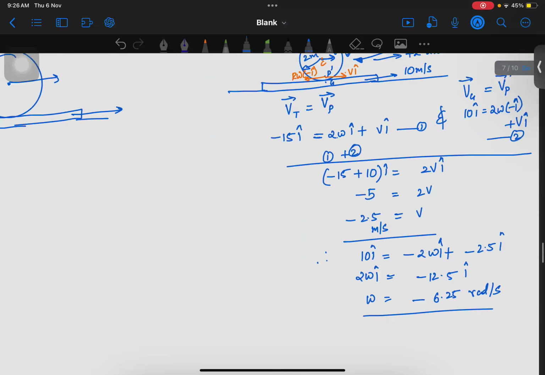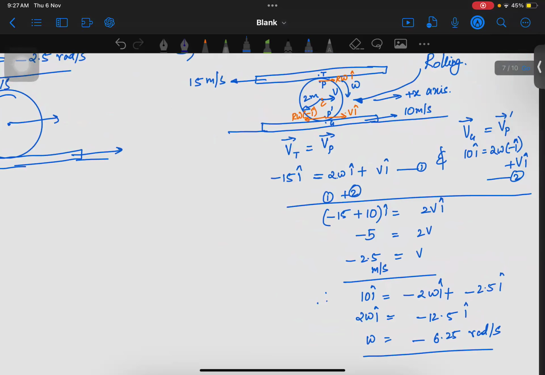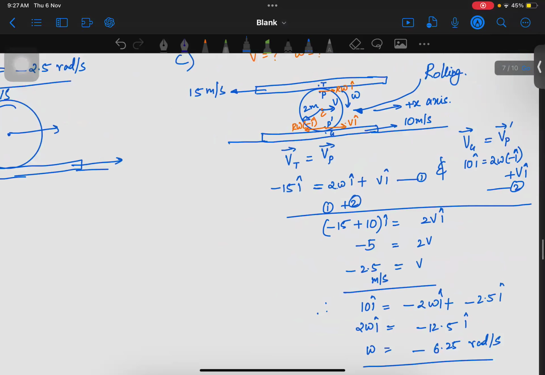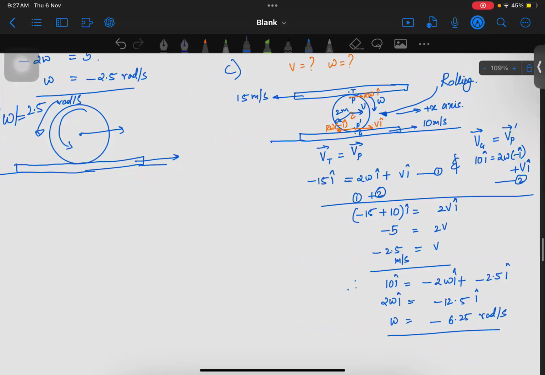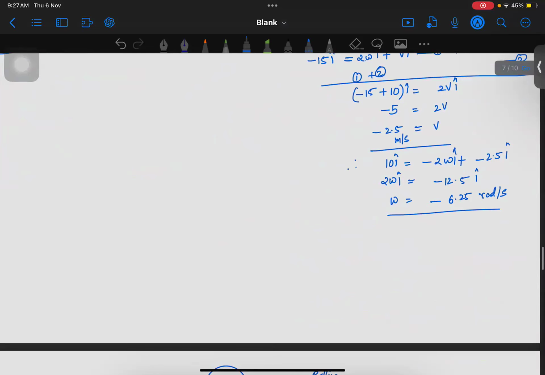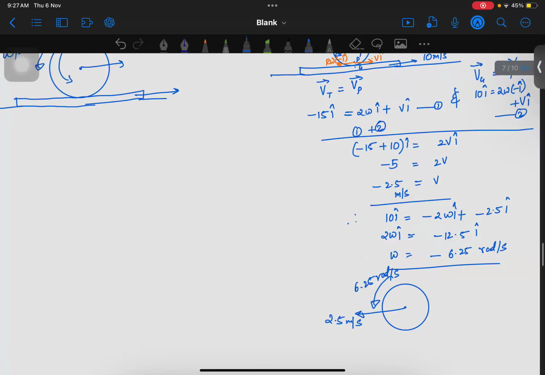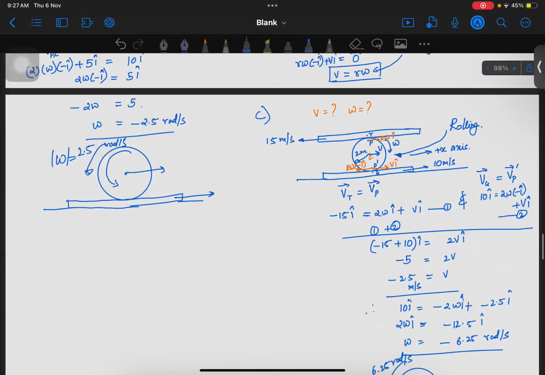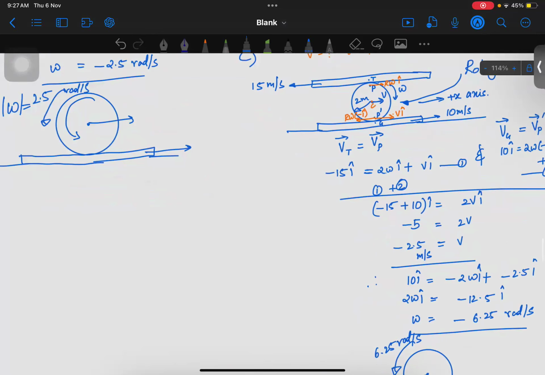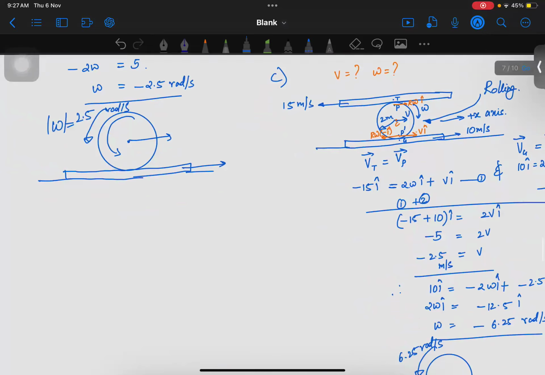And therefore, since you're getting omega as negative, it means it's spinning in the opposite sense to whatever we assumed. Therefore, over here, the actual omega would be this way, and the actual velocity of the center would be this way: 2.5 meters per second to the left, 6.25 radians per second anti-clockwise. Fine. All right, so this one is clear. Okay, let's end the class with this one. We'll continue with rolling in the next class. Fine.